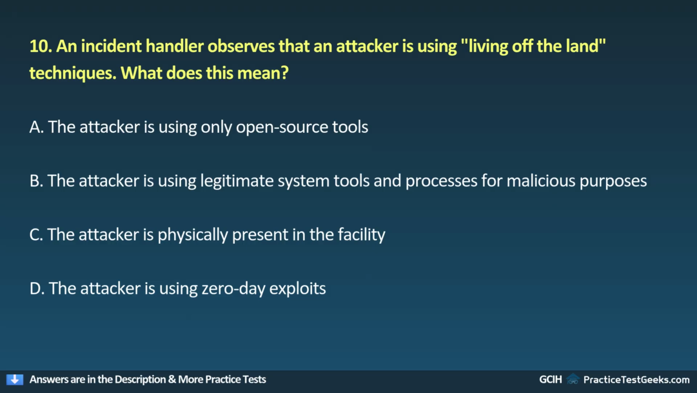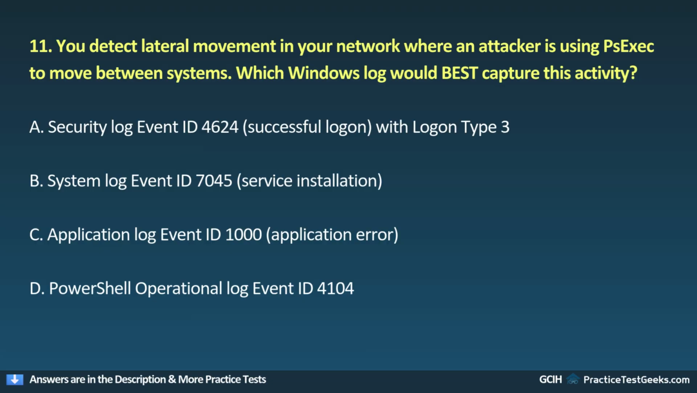The attacker is using only open source tools. B. The attacker is using legitimate system tools and processes for malicious purposes. C. The attacker is physically present in the facility. D. The attacker is using zero-day exploits. 11. You detect lateral movement in your network, where an attacker is using PsExec to move between systems. Which Windows log would best capture this activity?